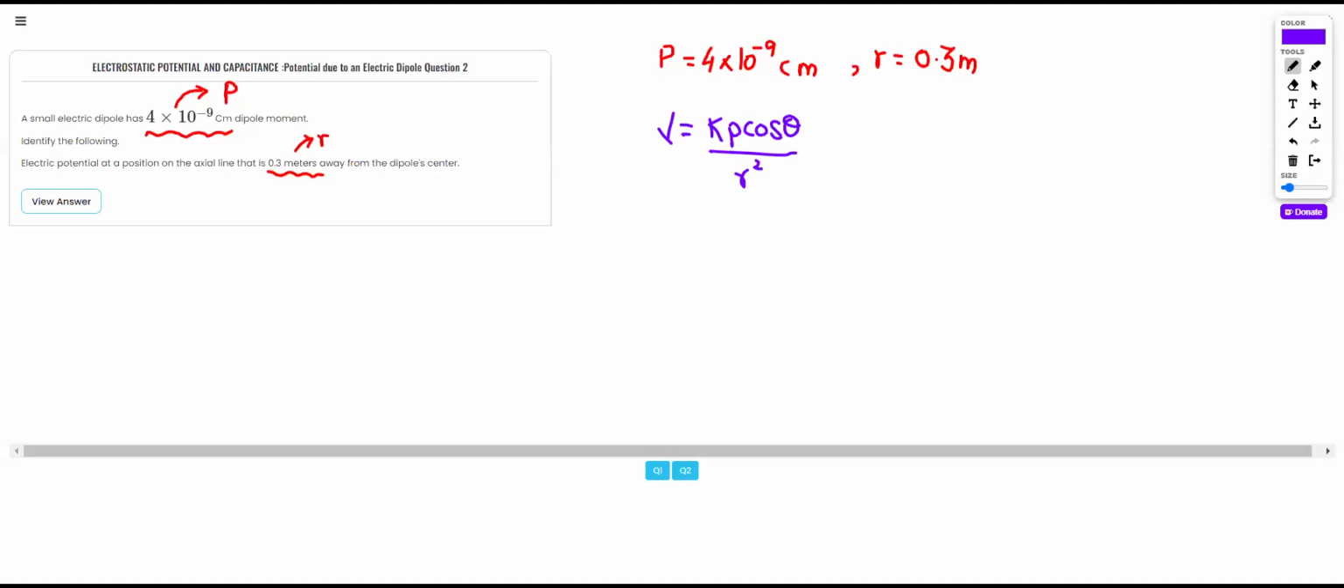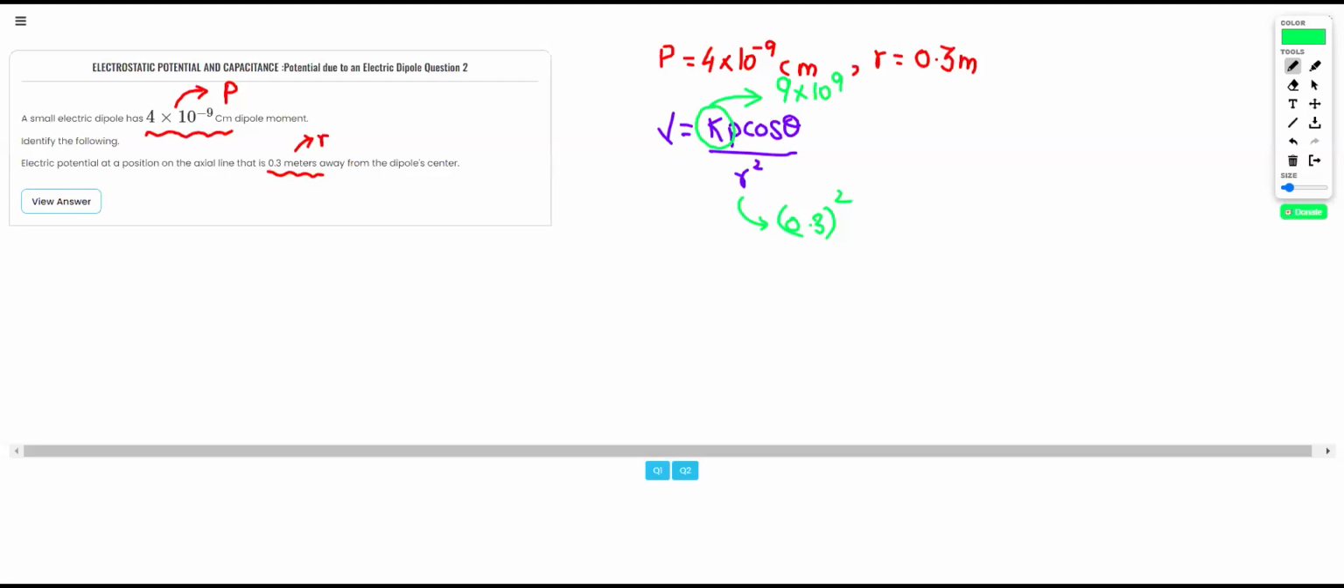Now, in place of R, we can write 0.3. K is a constant, and the value of that constant is 9 into 10 raised to 9. P is the dipole moment, and its value is 4 into 10 raised to minus 9 centimeter.